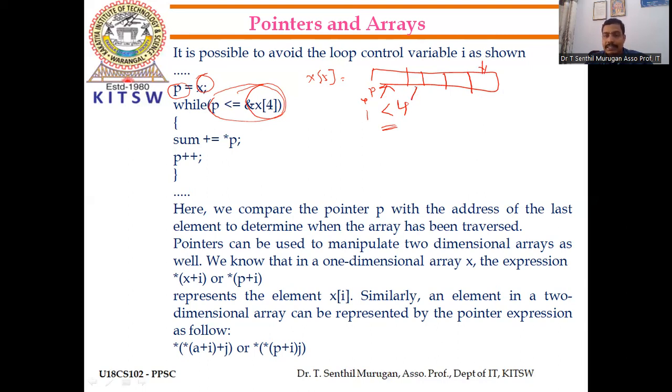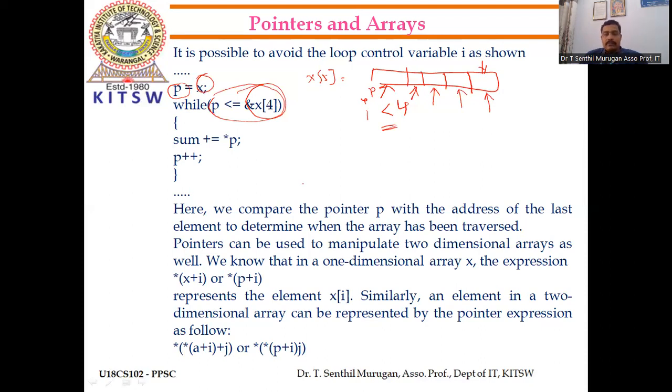P plus plus means next, it will point to this location. Again p plus plus, this location. Again p plus plus, this location. Again p plus plus, this location. So when it is shifting, it checks the address of that value. When both are equal, then it will stop this loop. So we can use a pointer as the loop control value also.